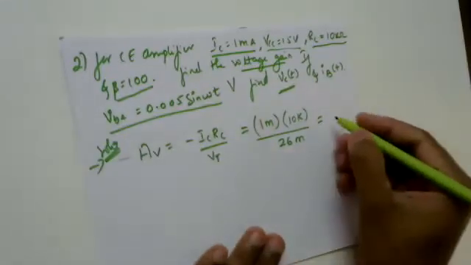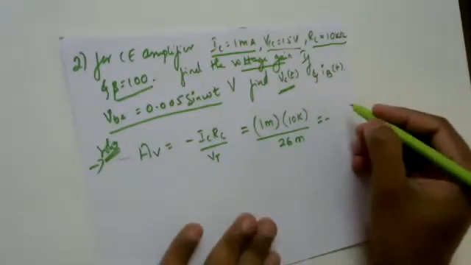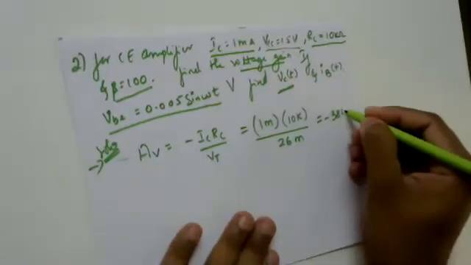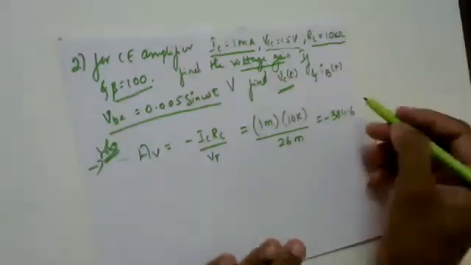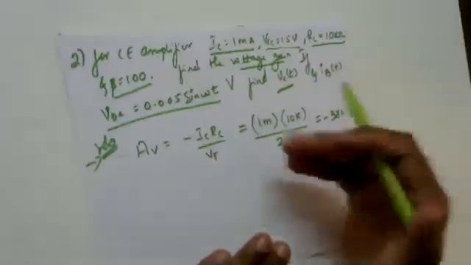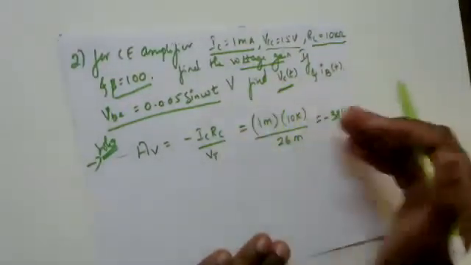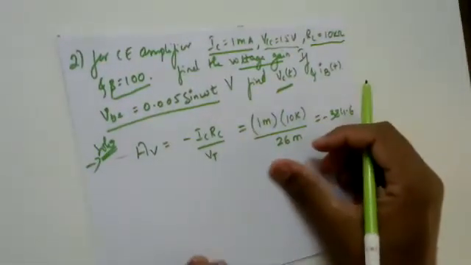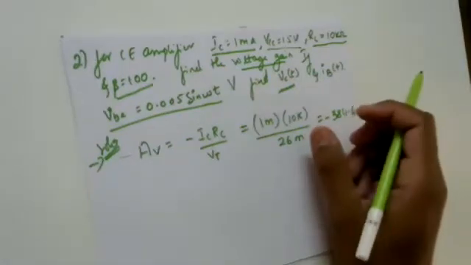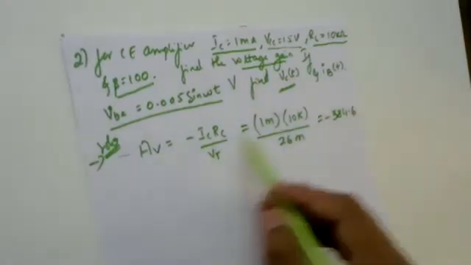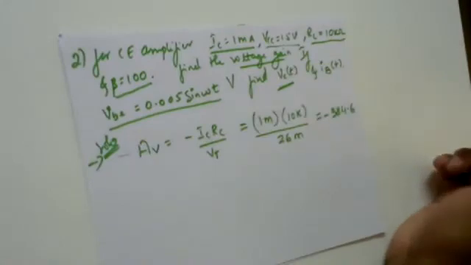So this stands to be minus 384.6. Okay, so it's a voltage gain. So no SI unit, it's voltage by voltage, so it is dimensionless. Now we are able to compute the first parameter, that is voltage gain.